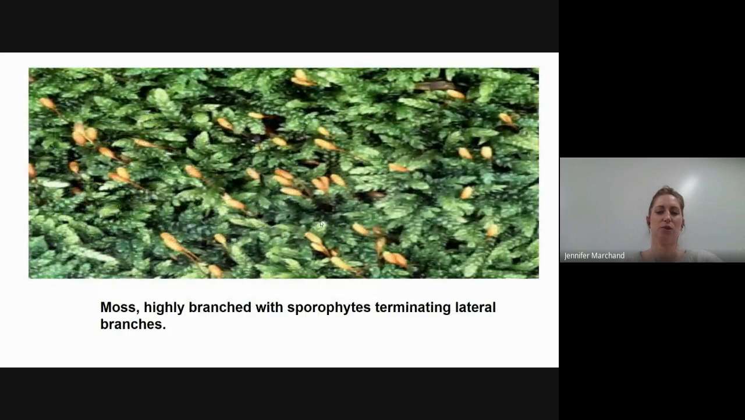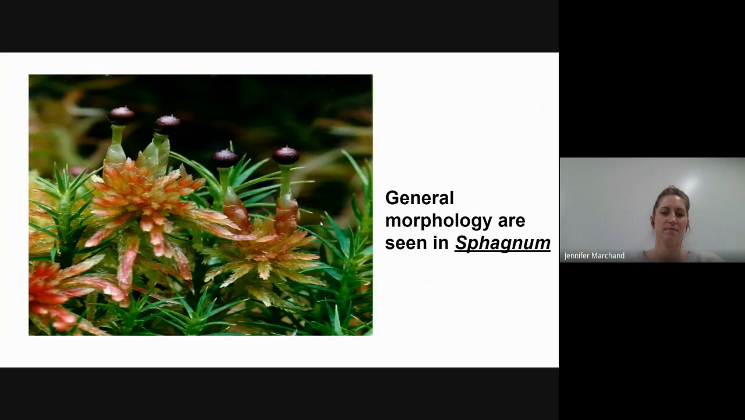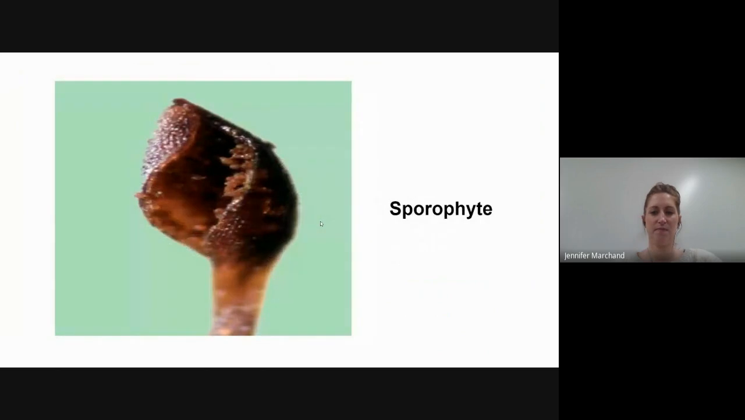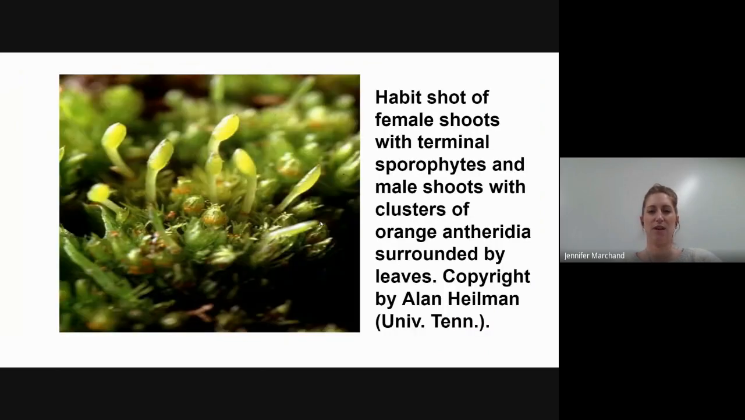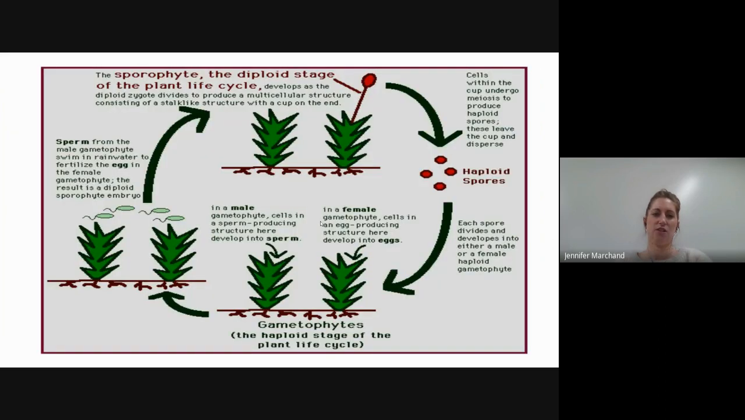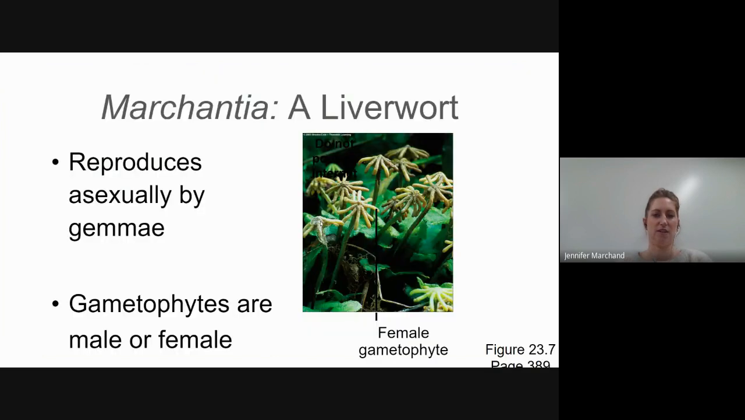Moss is highly branched with sporophytes terminating lateral branches. And these are just a few different kinds of mosses here. Sporophyte is one you're going to want to remember for your quiz, I think. A habit of shoot with female shoots with terminal sporophytes and male shoots with the cluster of orange antheridia around the leaves. Okay, so that's just another type of moss there. And you can see it close up. Again, this is how moss can be another life cycle.